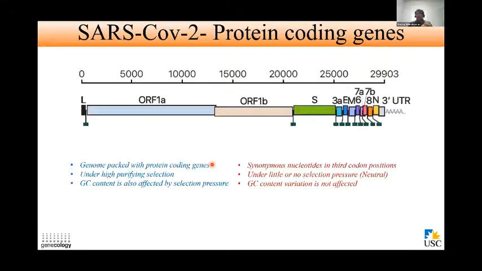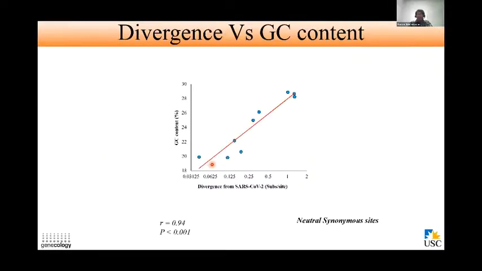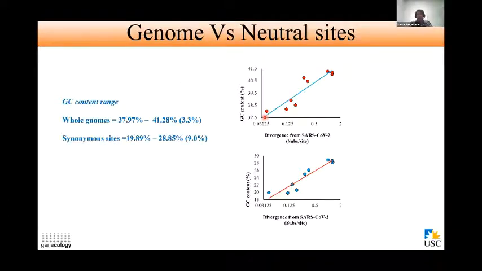So in this case, the GC content in these nucleotides will vary much more because they're free of selection. Then I computed the same relationship and observed the same high correlation. But the only difference is, if you compare these two, the first one based on whole genomes, although the correlation was very highly significant and the pattern is also very similar, the variation is only 3% using the whole genomes. But if you look at the synonymous sites, it's 9%. This simply says the smaller difference is because of the selection.